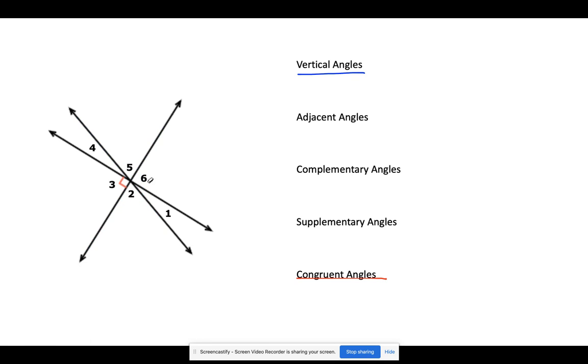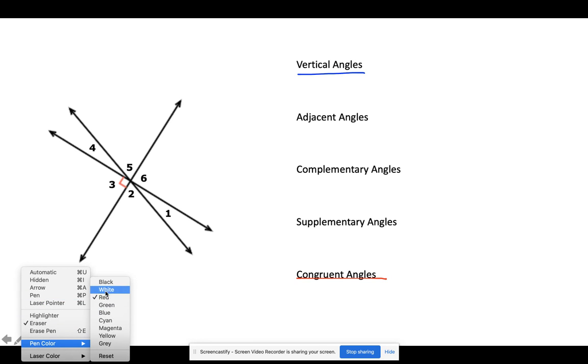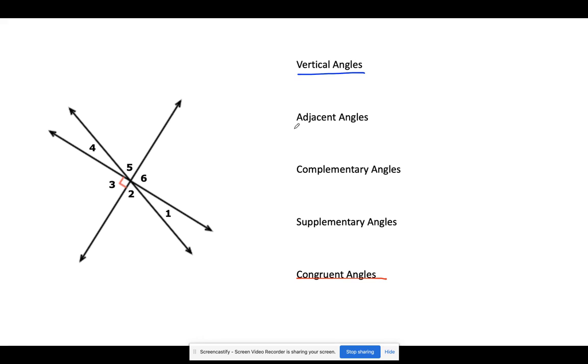Okay, the next thing I want to talk about is what adjacent angles are. Adjacent angles are angles that are next to each other. So if I was to talk about angle 5, it has two adjacent angles. It has an adjacent angle here at 6 because it shares a side in common with 5, and angle 4 because it also shares a common side with angle 5.